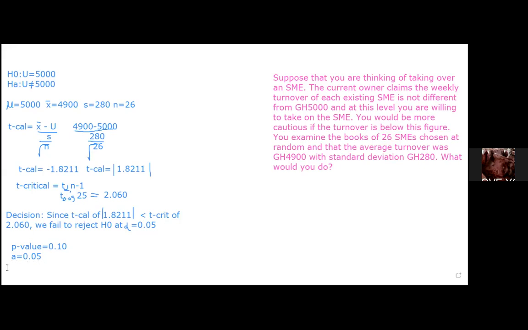So since the p-value of 0.1 is greater than alpha equal to 0.05, we fail to reject H0. That's all. So you see that whether we go with the critical value approach or the p-value approach, we should reach the same decision.